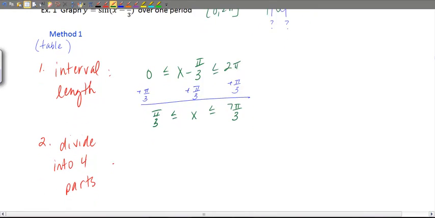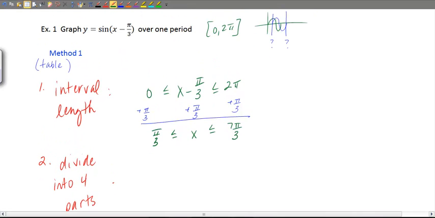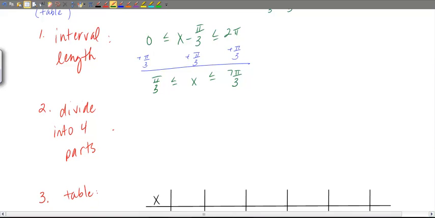So my new interval, in other words one complete picture for sine, is now occurring between pi over 3 and 7 pi over 3. So that's what we've done first. Just like before, we want to divide this interval up into 4 parts. In order to do that, I have to know the length of this interval, so that becomes a subtraction problem.